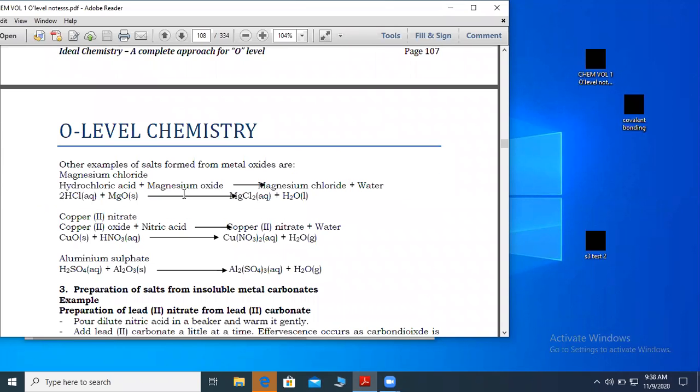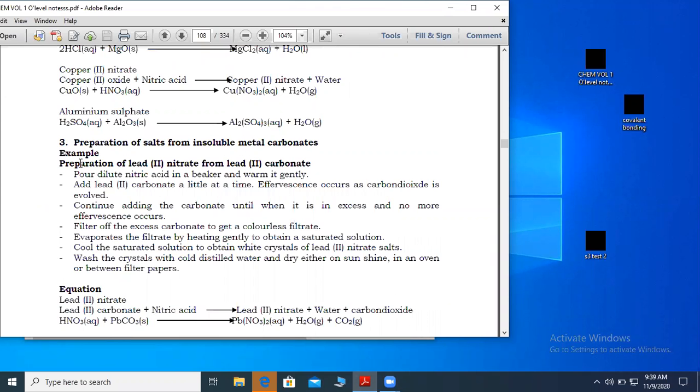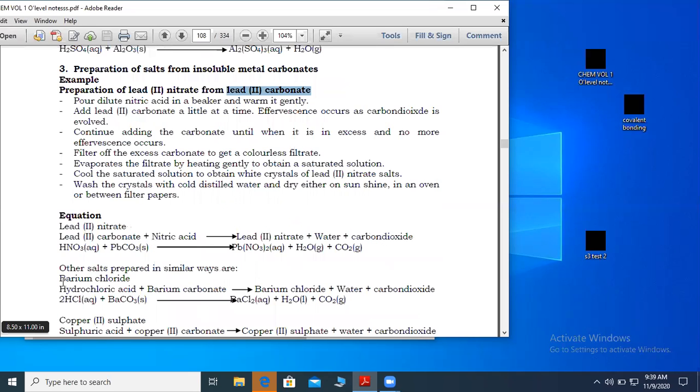Magnesium oxide plus hydrochloric acid. I know you are okay, but I want to remind you about preparation of salts from insoluble metal carbonates. This one we also looked at. You are preparing lead(II) nitrate from lead(II) carbonate. Again, the same procedure, and the equation is there.